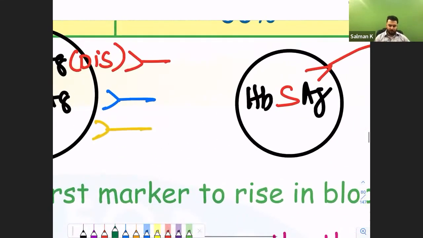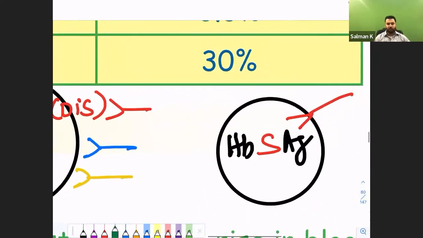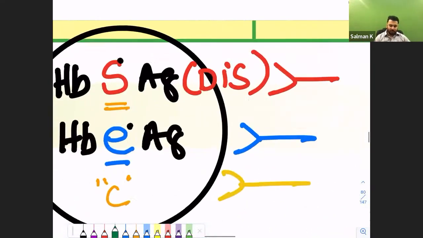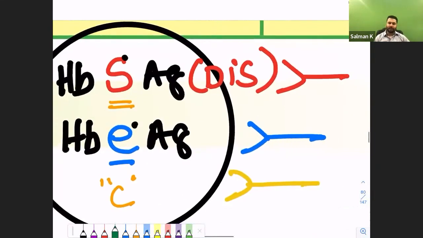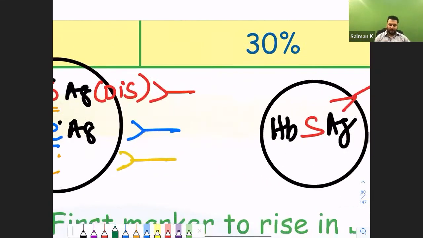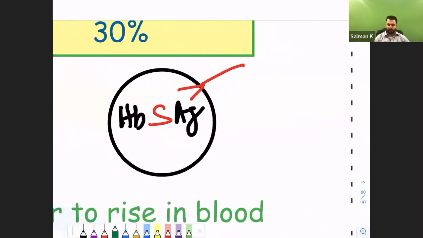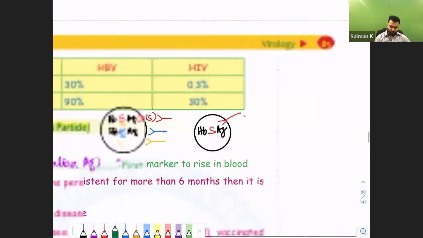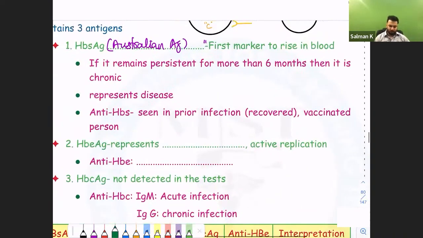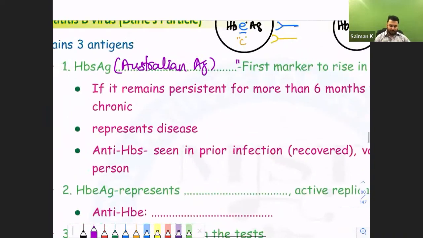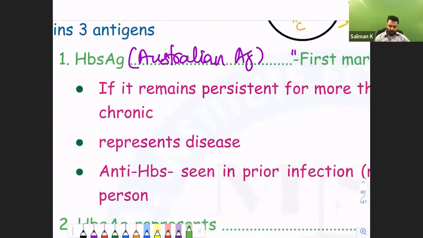So technically, the anti-HBs antibody, the red antibody, can be seen only in two people. Either somebody who was previously infected and had the disease before, or a vaccinated person. This is something for you all to know. HBs antigen is called the Australian antigen. It's the first marker to rise in the blood. Please do remember that one.